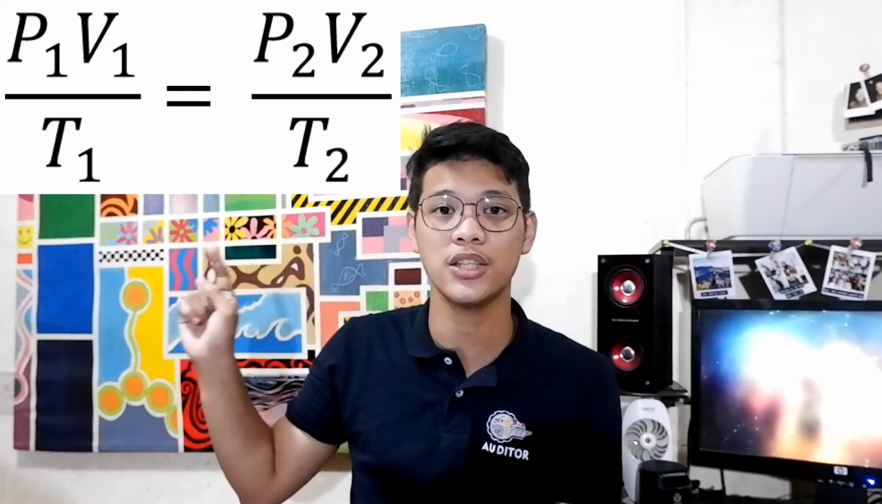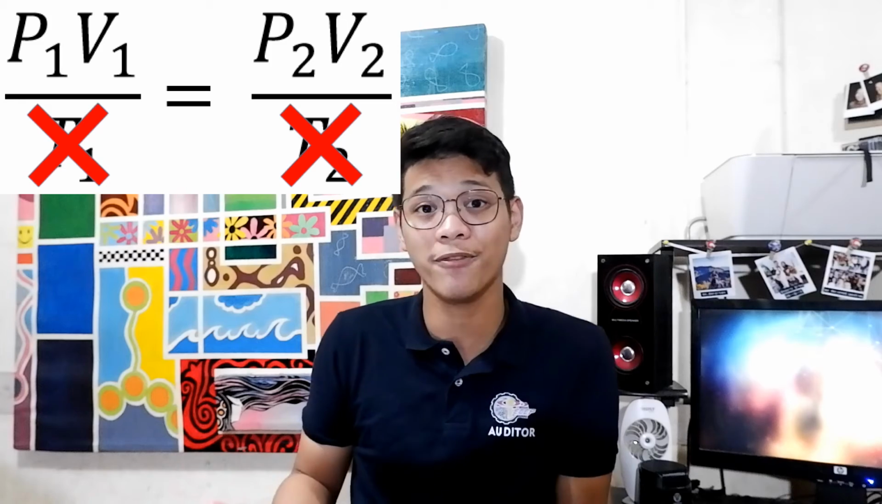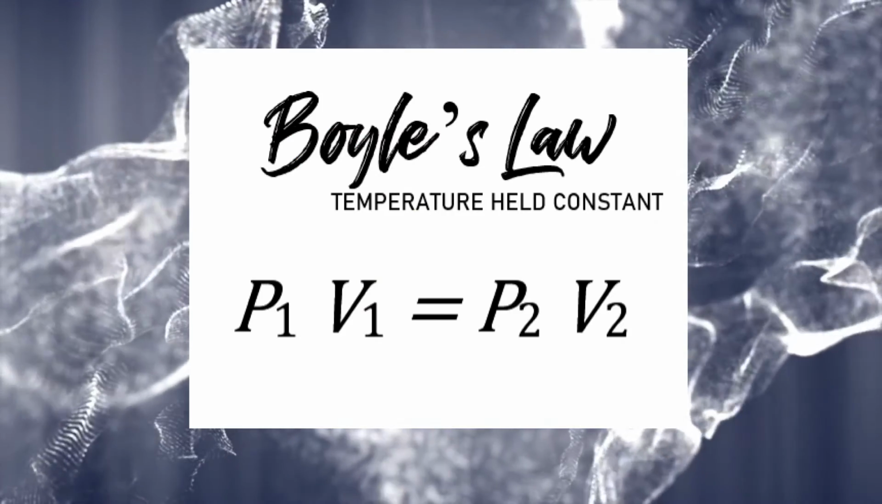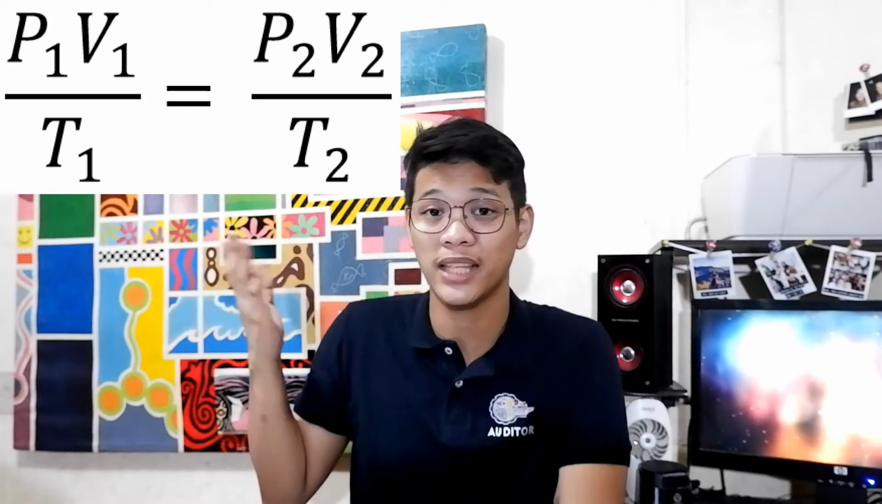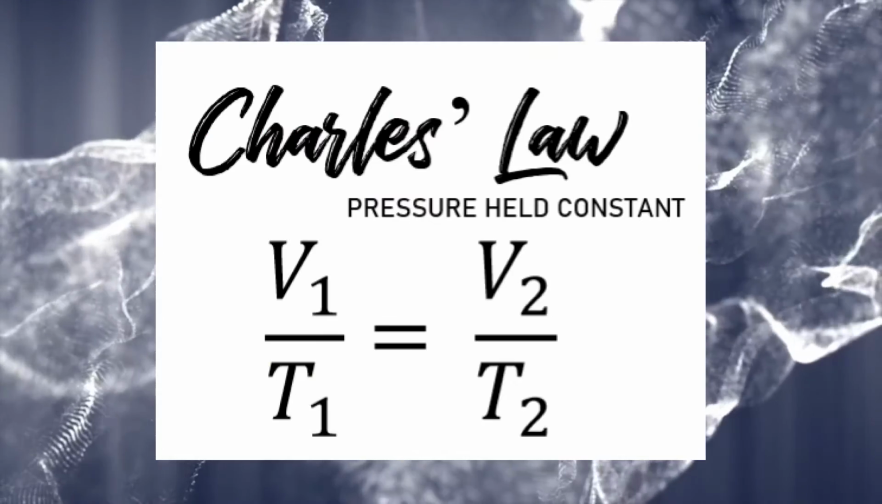For Boyle's law, the constant there is temperature. So in the formula of the ideal gas law, we just need to cancel out the temperature, and that is the formula of Boyle's law. Next is Charles's law. In Charles's law, the pressure is constant in the system. So it means in the ideal gas law formula, we just need to cancel out the pressure. So that is the formula of Charles's law.